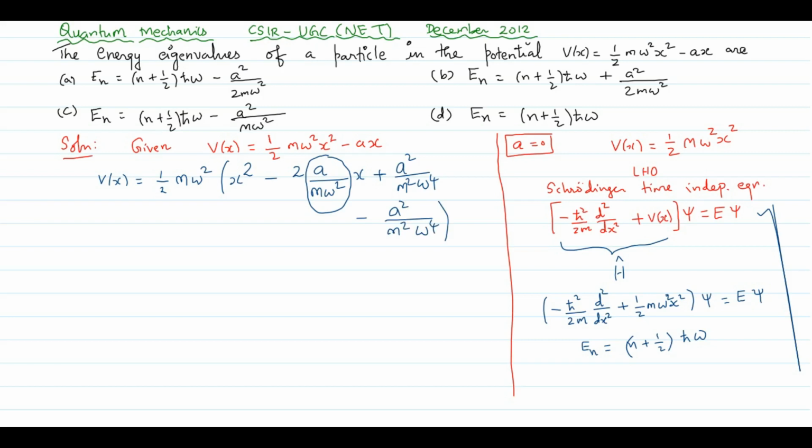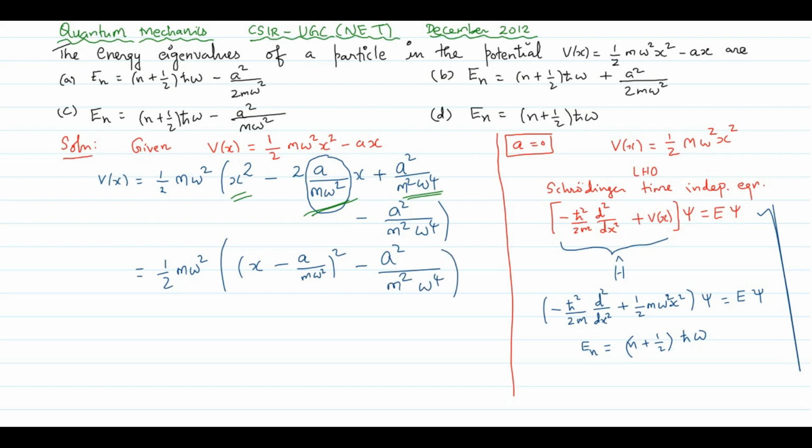Now take the first three terms. This can be written as half m omega square, x minus this term, a by m omega square, the whole square. That is by considering these three terms. So the remaining term is minus a square by m square omega power 4. That's it. So this is the potential.